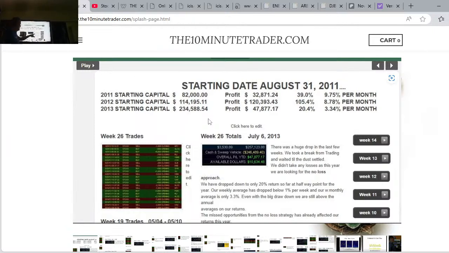Here are my trades. There was a huge drop in the last few weeks. We took a break from trading and waited till the dust settled. We didn't take any losses, as this year we're looking to take no losses. We've dropped down to only 20% return so far at the halfway point for the year. Our weekly average has dropped below 1% per week, and our monthly average is only at 3.3%. Oh, 3.3. That's over 40, almost 50% per year. Almost.